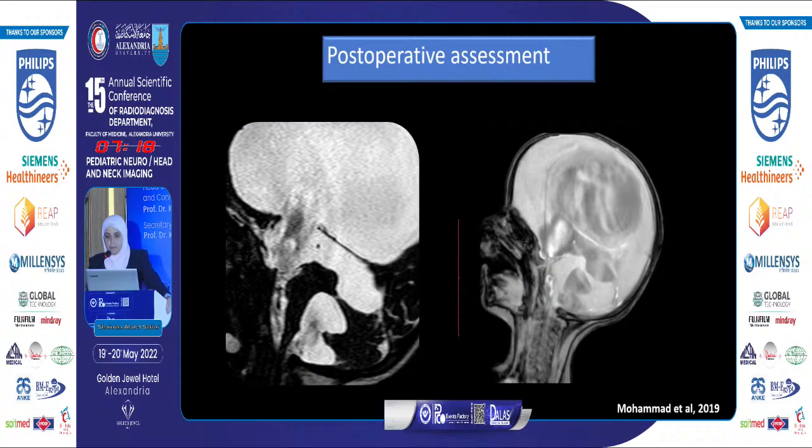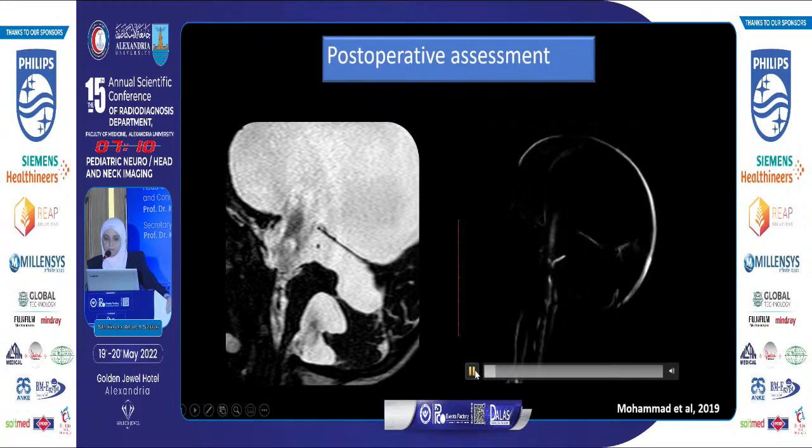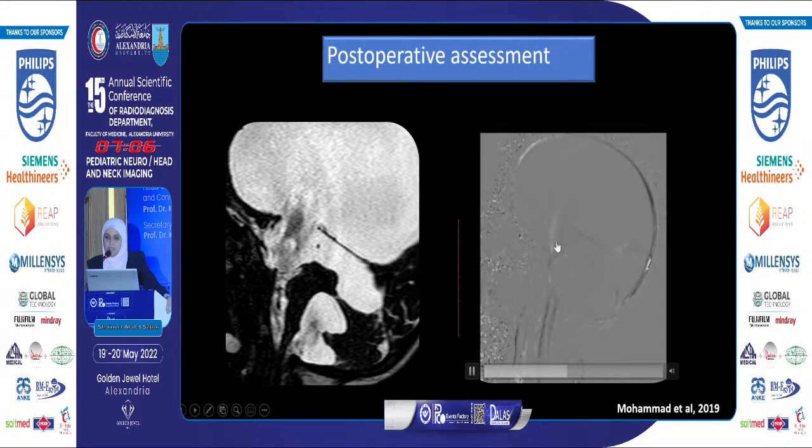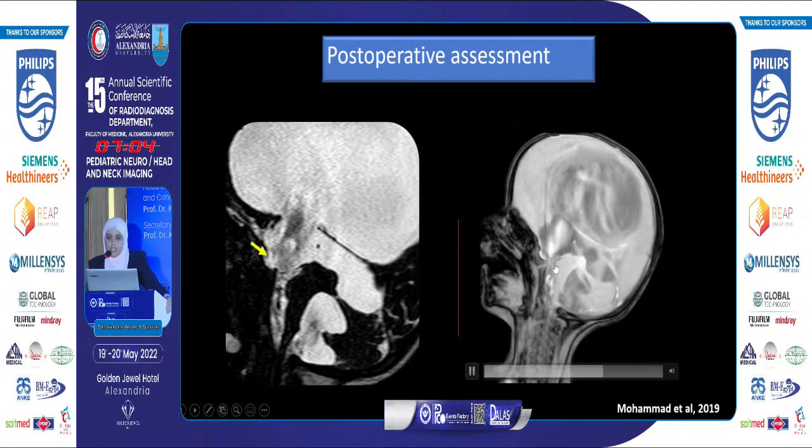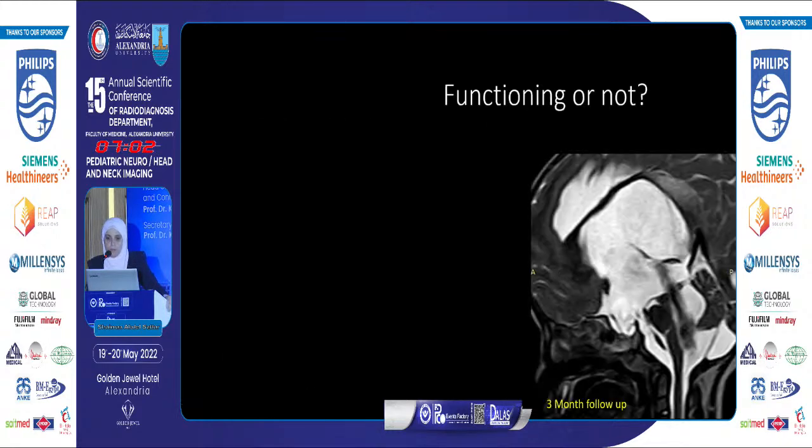In the post-operative assessment here, this case shows fenestration in the floor of the third ventricle with signal void of flow, and this is confirmed by phase contrast image. We can see here the signal in the floor of the third ventricle. This is a patent third ventriculostomy.